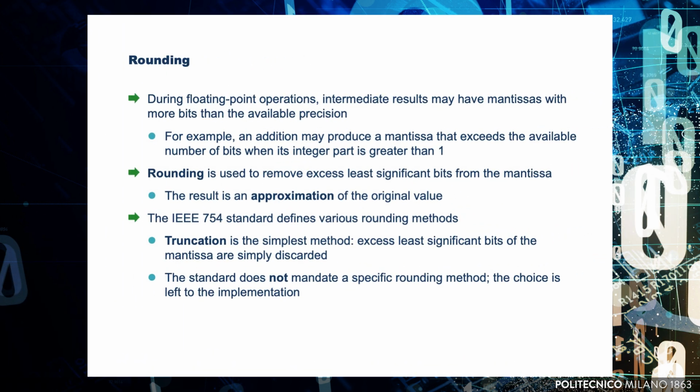Rounding is used to remove the excess least significant bits of the mantissa, allowing the result to fit within the available number of bits. As a consequence, the result is no longer exact, but an approximate representation of the original value. The IEEE 754 standard defines several rounding methods that can be used for this purpose. The simplest one is truncation, where the excess least significant bits are simply discarded. The standard does not mandate a specific rounding method to be used in hardware. The choice of the rounding strategy is left to the implementation.